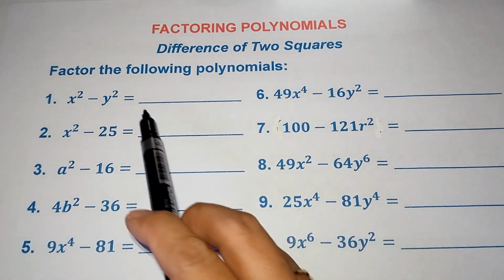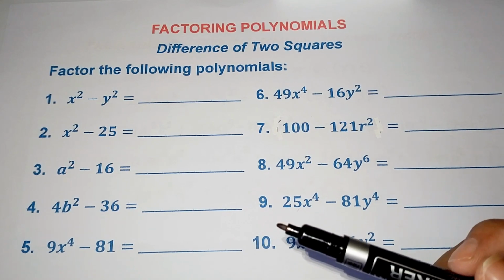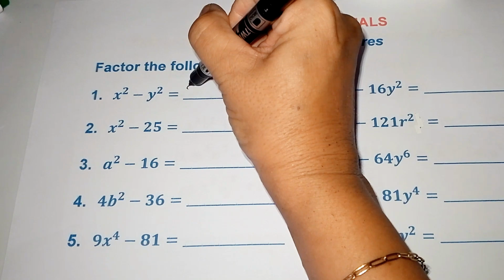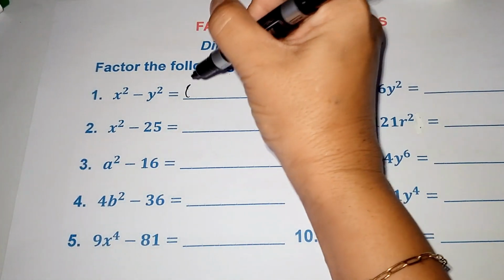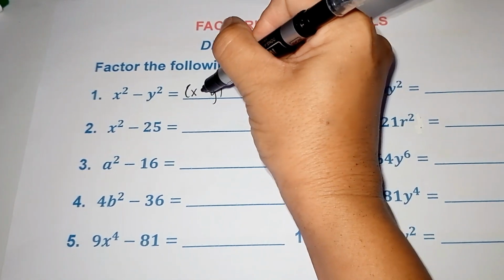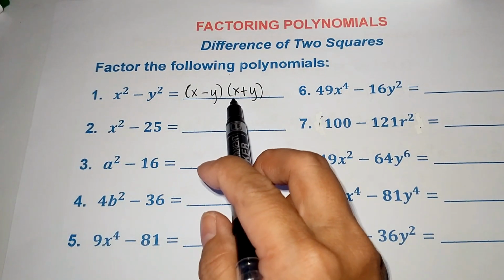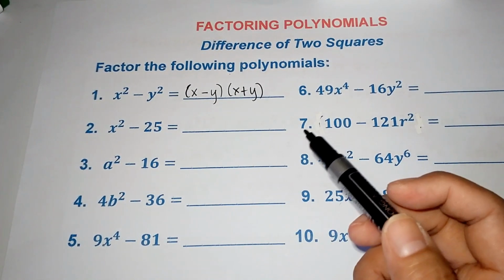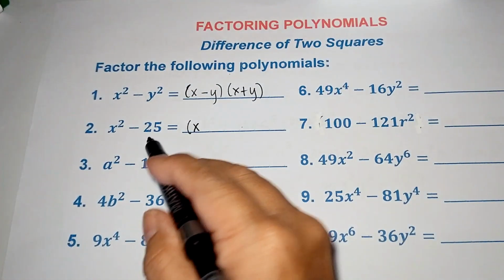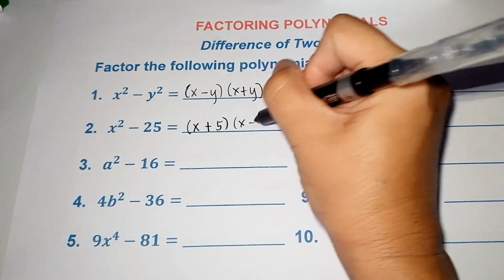Therefore, in factoring these differences of squares, we're going to do the reverse of what we multiplied. So this x squared minus y squared is equal to, get the square root of x squared, that is x, and then the square root of y squared is y. So this is x minus y times x plus y. This is the same as x plus y times x minus y. In number 2, get the square root of x squared, that is x. Square root of 25, 5. So we may write this as x plus 5 times x minus 5.